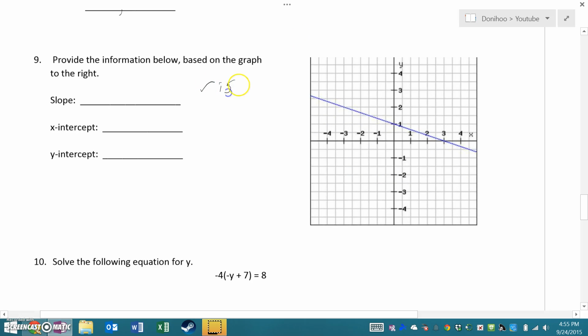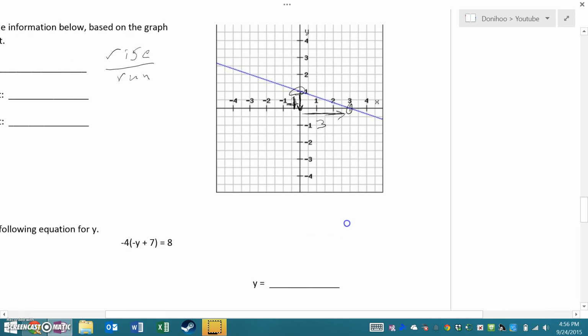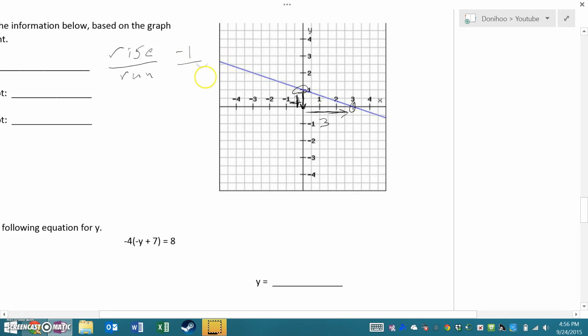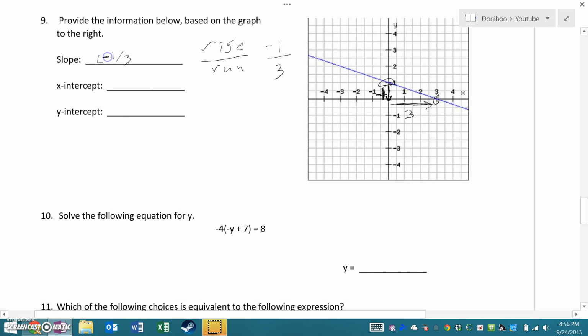Calculating slope, that's going to be rise over run. So that's going to be from this point here to this point here. I'm going down 1. So from 1 to 0, I'm going down 1, and from 0 to 3, I'm going over 3. So my rise is negative 1, and my run is 3. So my slope is then negative 1 over 3. X-intercept, there it is, 3, 0. Y-intercept, there it is, 0, 1.